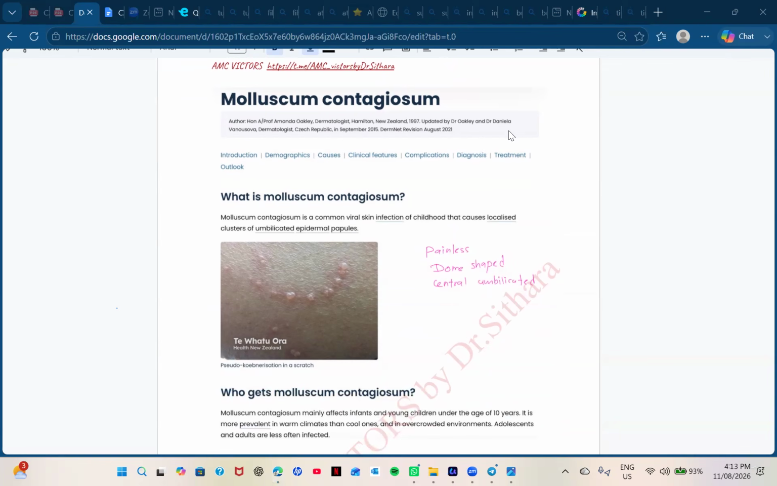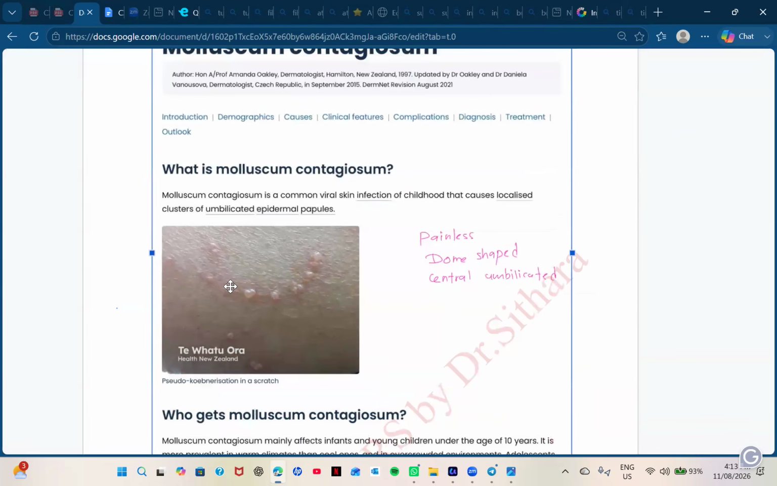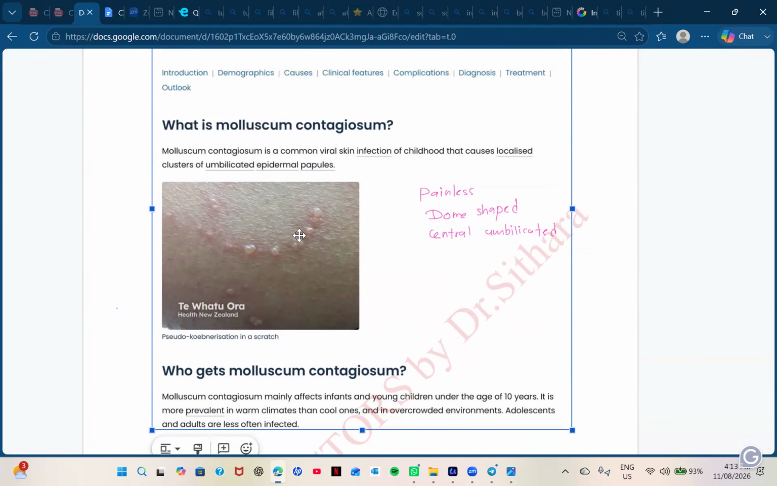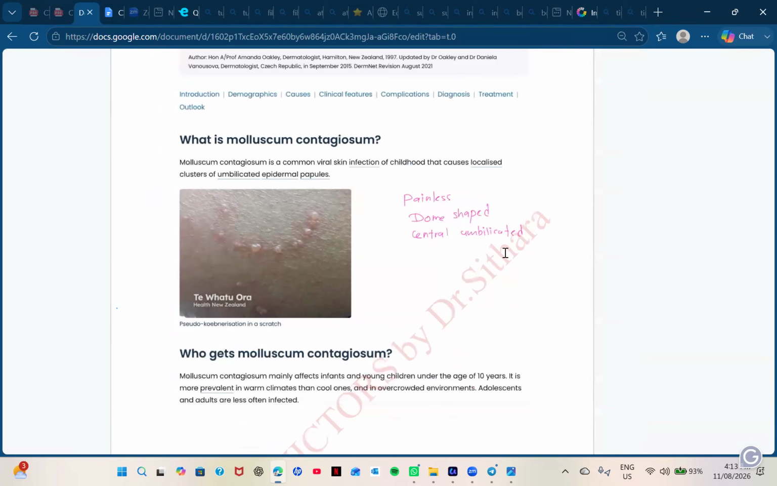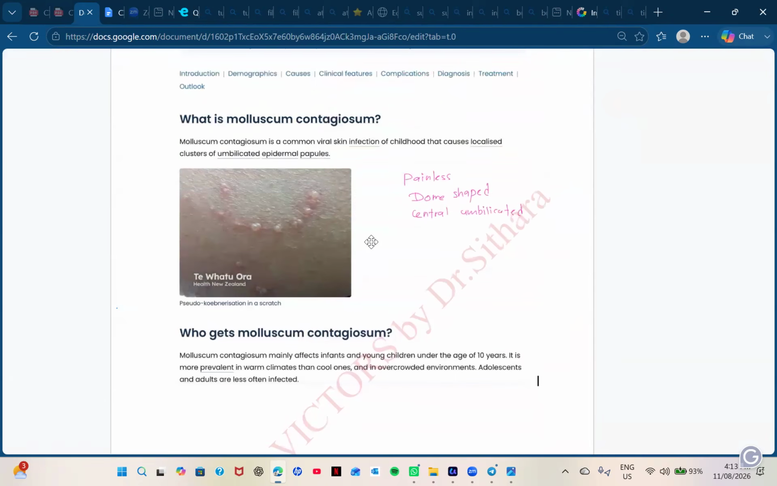What you can see are painless dome-shaped papules with central umbilication right here. Can you see papules like this? Usually this is a self-limiting condition. So, is there any school exclusion criteria for molluscum contagiosum? Tell me, doctors, or the treatment. No, right? Okay.